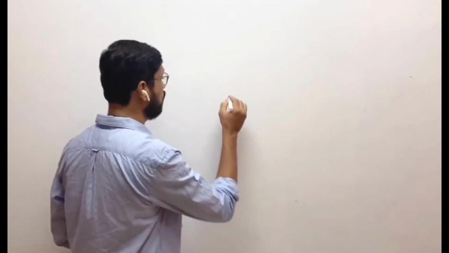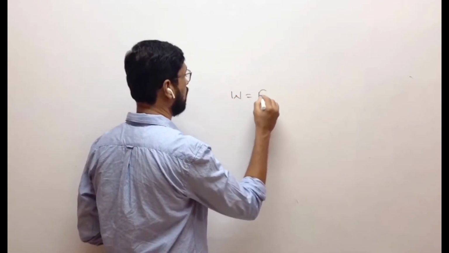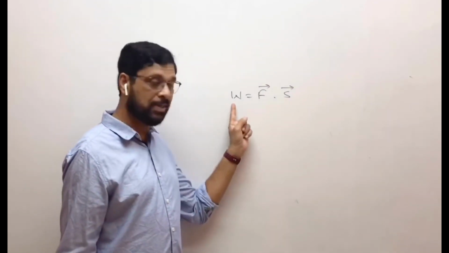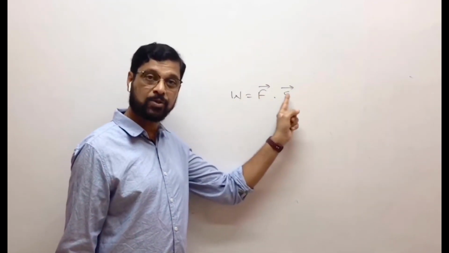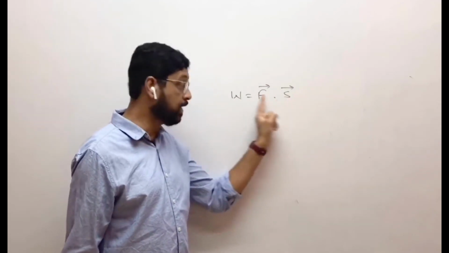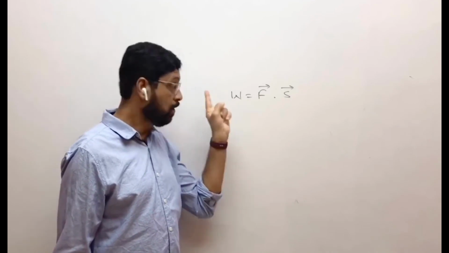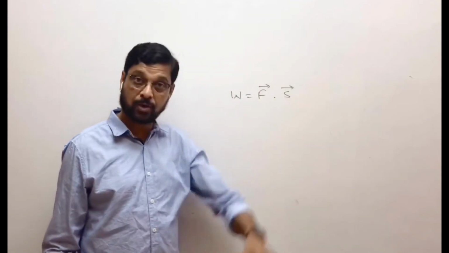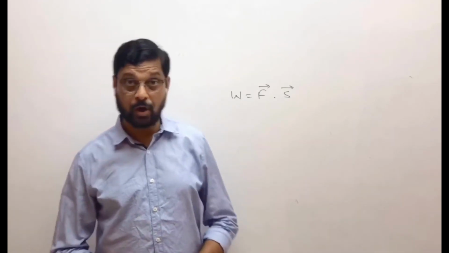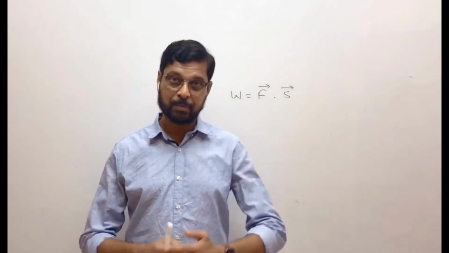And the last characteristic is not actually a characteristic, it is an example of dot product, that W is equal to F dot S. Work is dot product of force and displacement. Force is a vector, displacement is a vector, and work is a scalar. So work is dot product of force and displacement. So these are the characteristics of dot product or scalar product.